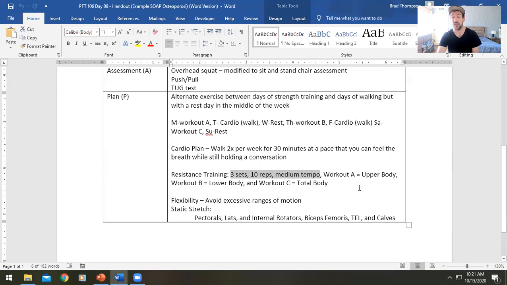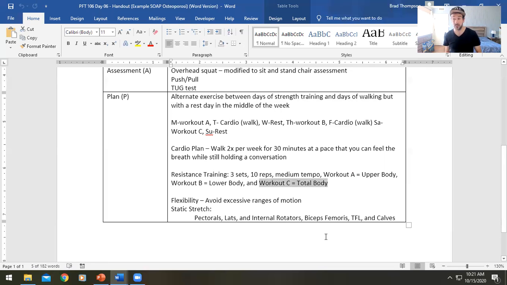And then we're going to alternate. We're going to have an upper body workout on workout A, a lower body workout on workout B. So what that does is they're going to have upper, cardio, rest, lower, cardio, and then they're not going to get a rest day. Instead, they're going to go into a total body workout on that last day. This is meant to be sort of a gentle day.